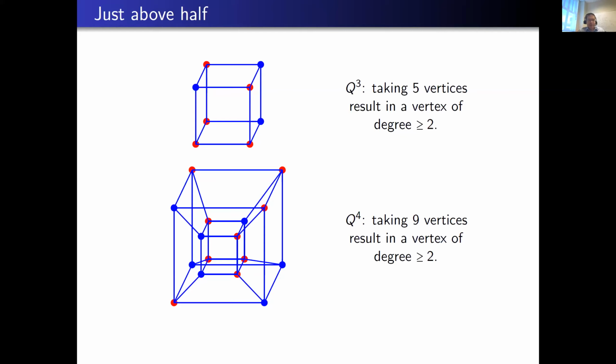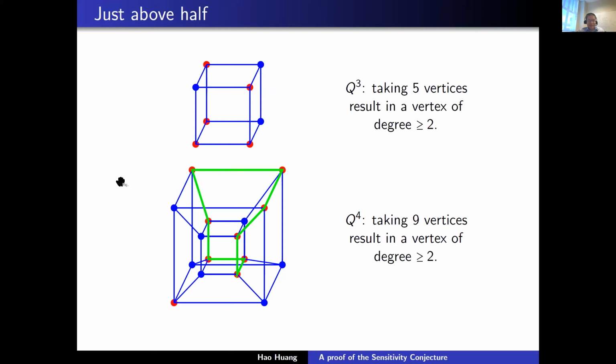So let me show you a way to do it. You can just take these 9 vertices. Now you can't really see what the induced subgraph looks like, so let me show it in the next slide. The induced subgraph is just a cycle of length 8 together with one isolated vertex. So there exists a nice way of picking 9 vertices out of 16 in the 4-dimensional case such that the maximum degree is only 2.